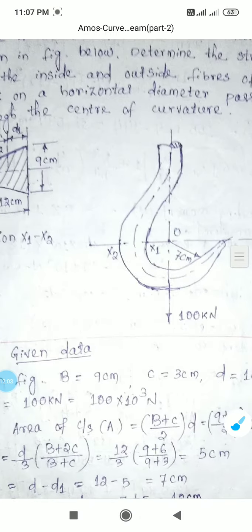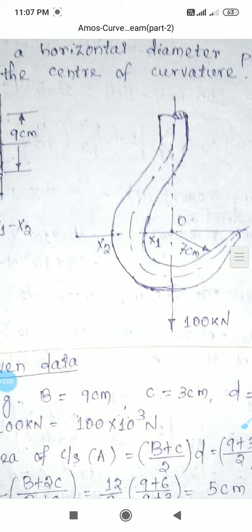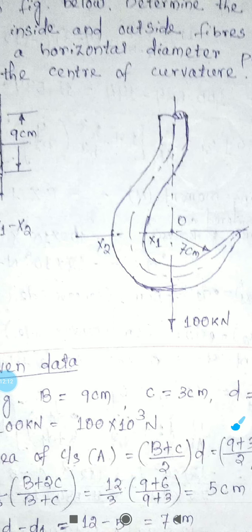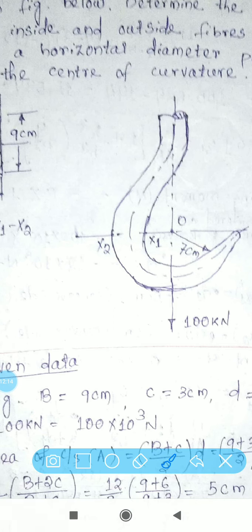See again the crane hook. The outside fiber of the crane hook is compressive in nature. So remember this: in a crane hook, if a tensile load is acting, then the inner fiber is tensile in nature and the outer fiber is compressive in nature.